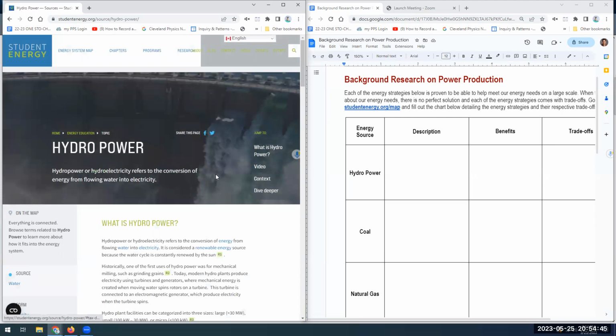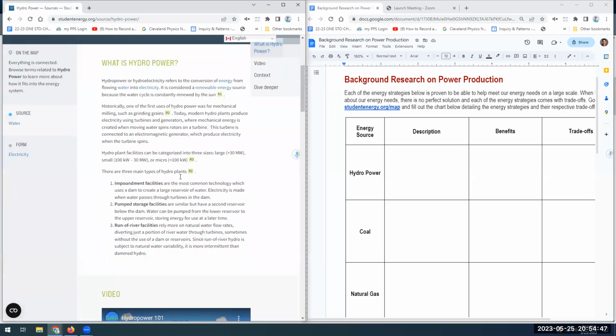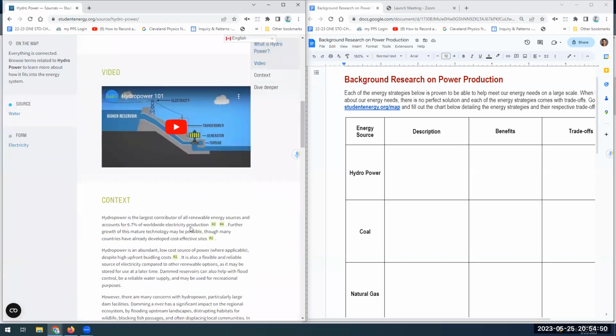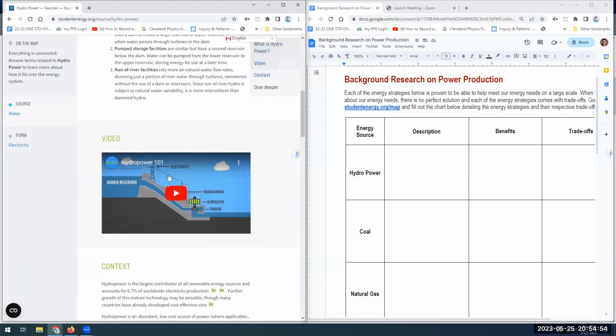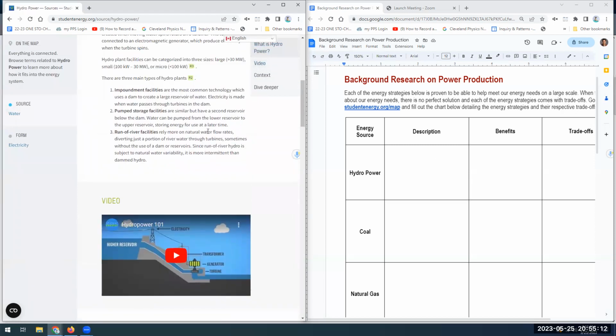hydropower. Now notice if I scroll down here, there's good information here, there's more information down here, and there's also a video. It is up to you whether you read the information and fill in the sheet from just what you read, or if you watch the video. Generally, the videos are 3 to 4 minutes long. You can watch the video and pause it as needed to get the information, or use some combination of the two. For the purpose of this video, I'm actually going to read.